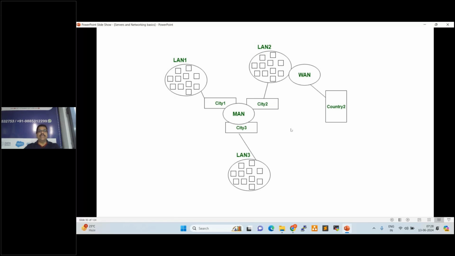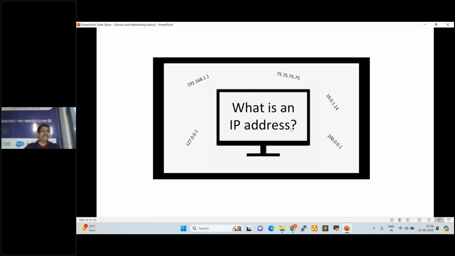So next one is IP address. What is an IP address? Anyone? What is IP? Internet Protocol. It is the unique address for every device. To identify the device in the network, we use the IP. Internet Protocol is the full form.